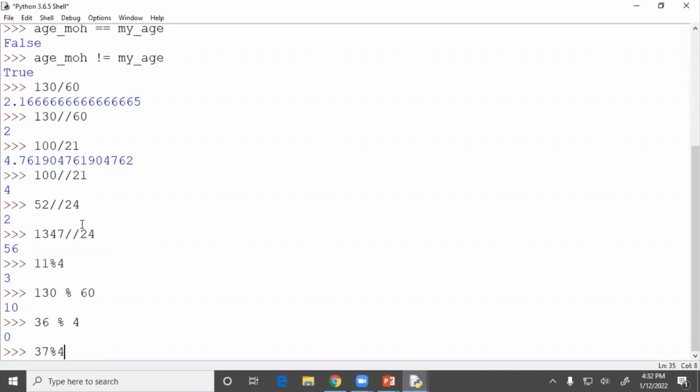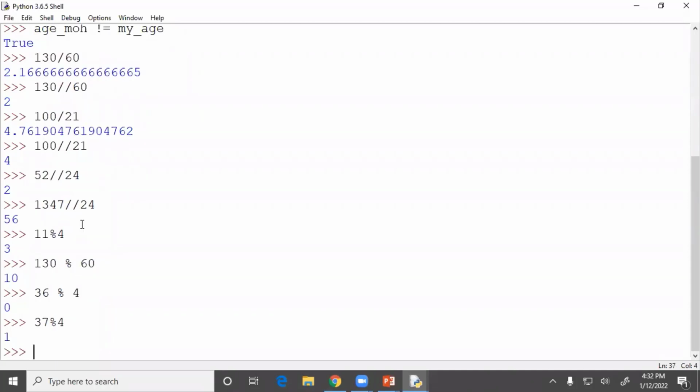So it's going to be 1, because 4 times 9 is 36. So the remainder is going to be 1. Clear?